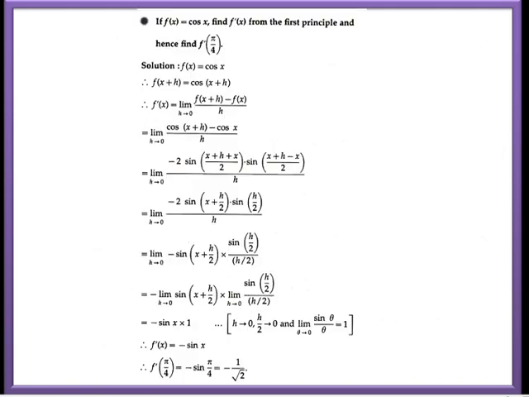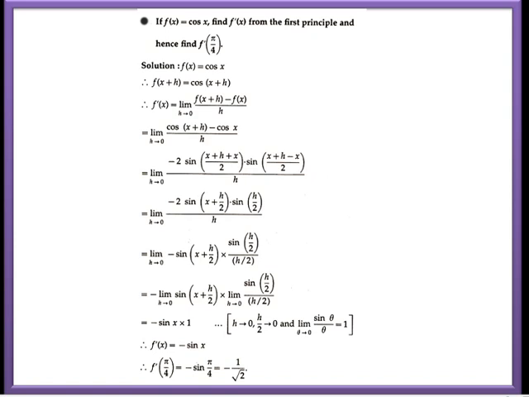Now again this is based on definition of derivative. If f of x equal to cos x, find f dash of x from the first principle and hence find f dash of pi by 4. Finding f dash of pi by 4 is not difficult once you obtain f dash of x, because what is f dash of pi by 4? It is f dash of x at x equal to pi by 4.